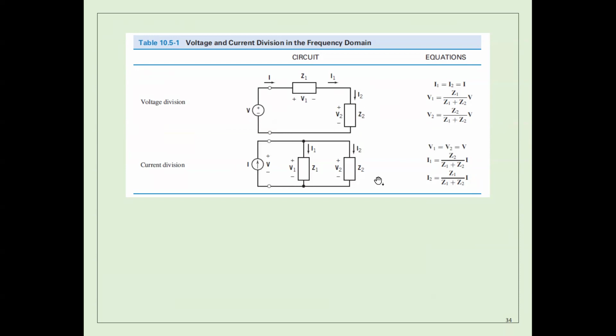For the current, I can still use current division, everything as we did before. For example, if I want to get the current here, I multiply this current by Z2 divided by the summation, Z1 plus Z2. Again, nothing is new. The only difference is that all these numbers are going to be complex numbers. This is the only difficulty you have here.